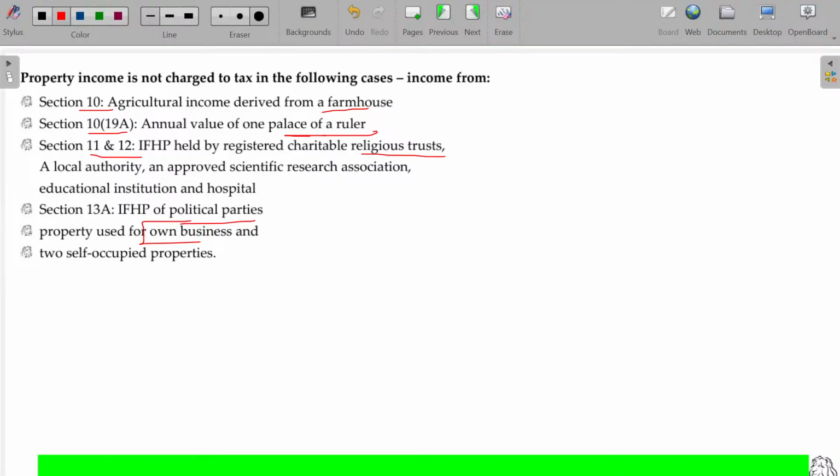If you are using the property for own business, not taxable. Up to 2 self-occupied properties, not taxable. In whatever scenario, income from house property is not taxable. For that, this list will be given.